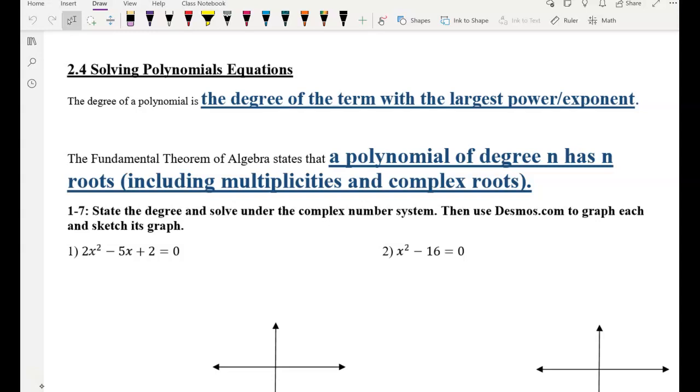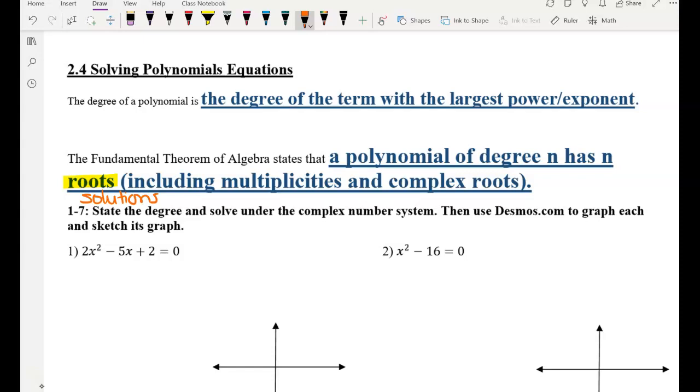So it says the degree of this polynomial equation, we're just going to look for the term with the largest power, okay? So that's what we're going to use. Now the second line says, the fundamental theorem of algebra states that a polynomial of degree n has n roots. For example, if that polynomial has a degree of 5, then it has 5 roots. So roots, students, is the same as solutions, okay? Sometimes we use roots, sometimes we use solutions. So if a polynomial has a degree of 3, then it should have 3 solutions, okay?